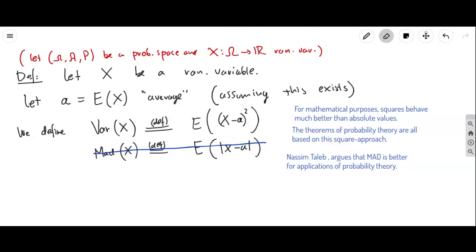So he argues that mean absolute deviation is a more accurate way of working out problems in the real world. It's just that he understands the reason why we do it with squares, because for mathematical theory, using the square approach for measuring spread just works nicer in the end. But for making decisions, this would be the way to do it.